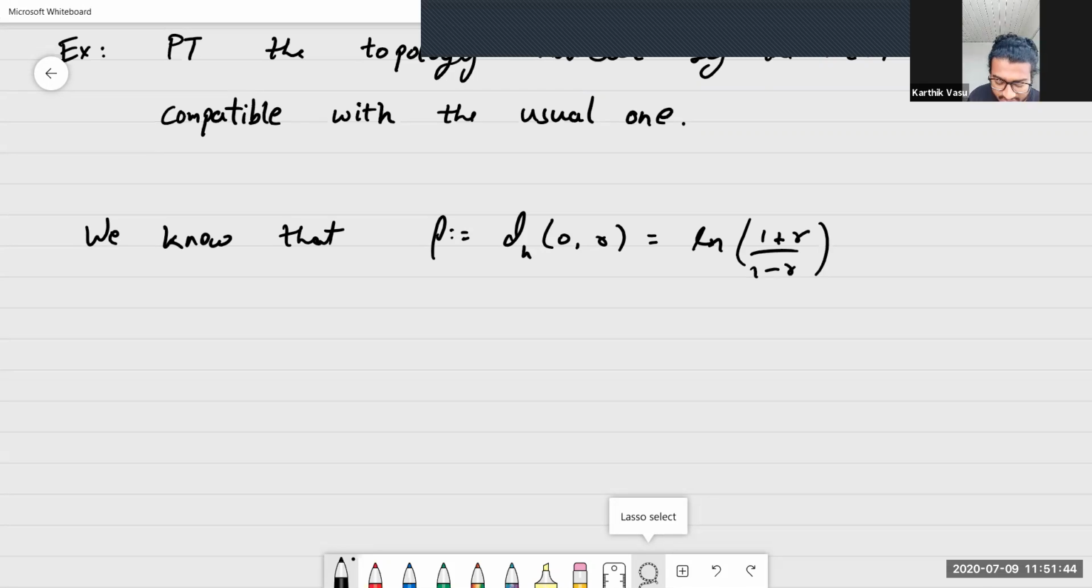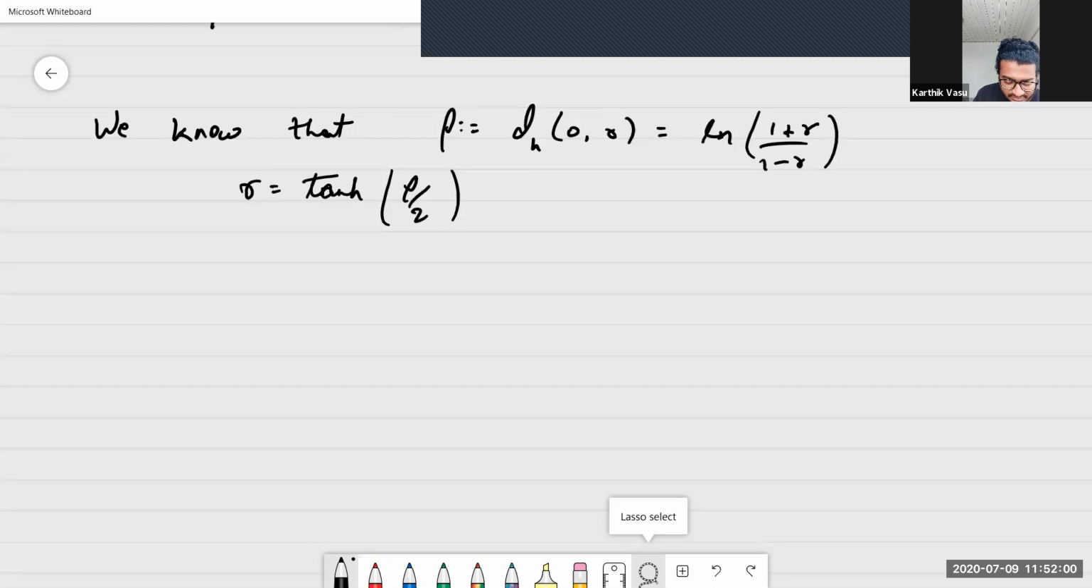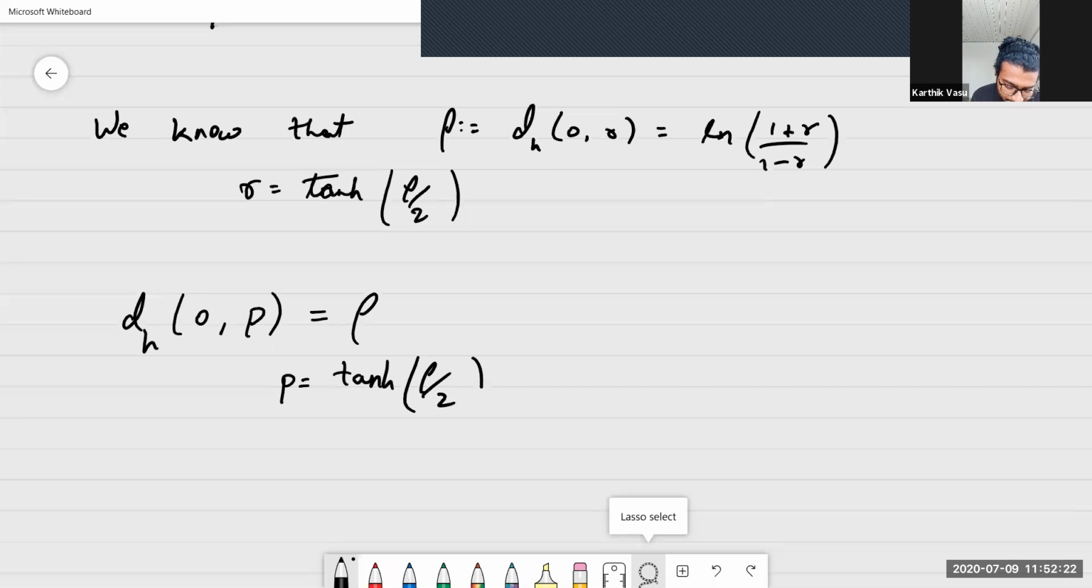So if you define rho to be the distance between 0 and the point r, you can get that r can be hyperbolic tan of rho by 2. So you can use this to find points at a certain distance. Say you want to find a point p such that the distance from 0 to p is rho, then you know that p will be equal to tanh of rho by 2. This is on the real line. Okay, just a side note.